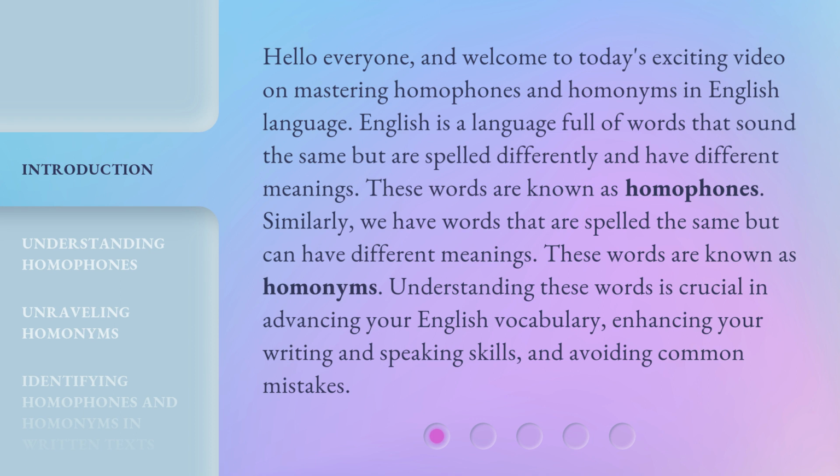English is a language full of words that sound the same but are spelled differently and have different meanings. These words are known as homophones. Similarly, we have words that are spelled the same but can have different meanings. These words are known as homonyms. Understanding these words is crucial in advancing your English vocabulary, enhancing your writing and speaking skills, and avoiding common mistakes.